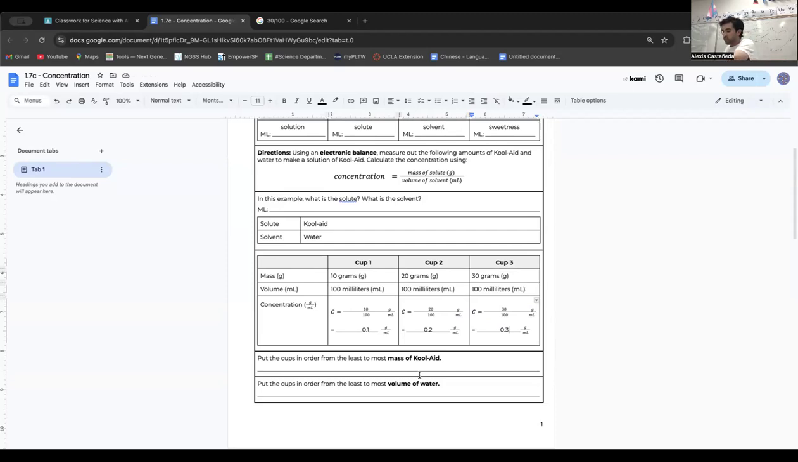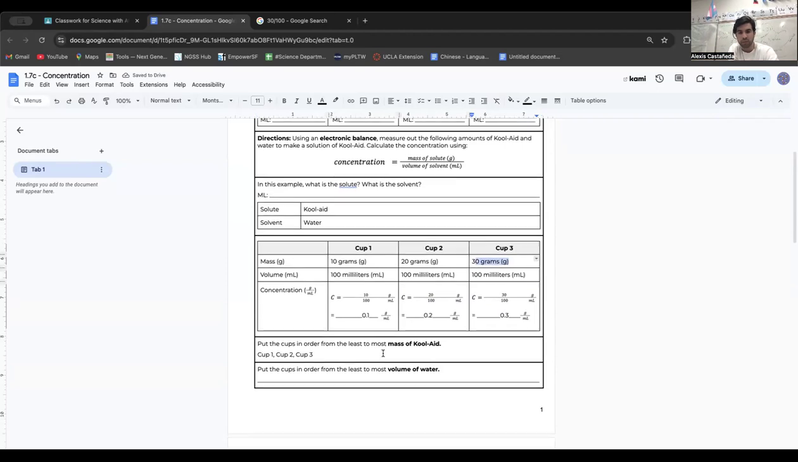Kool-Aid. So the cup that has the least amount of Kool-Aid is going to be cup 1, right? Cup 1 only has 10 grams. So first is cup 1. Then we have cup 2. Then we have cup 3. So cup 1 has the least and cup 3 has the most. So they're from least to most.